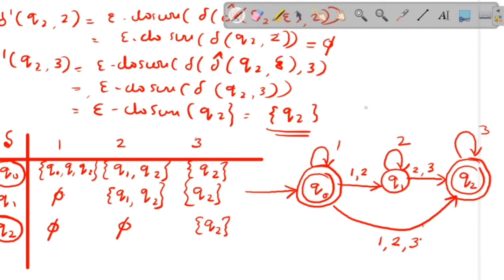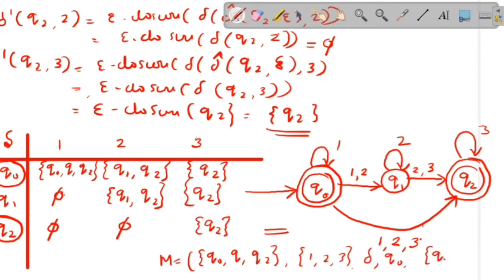So this is the equivalent NFA for the given DFA. So we can write what is M. M is equal to Q0, Q1, Q2, then sigma is 1, 2, 3, then delta, transition diagram, transition table, initial state is Q0, then final states are Q0 and Q2. So this is the newly constructed NFA.